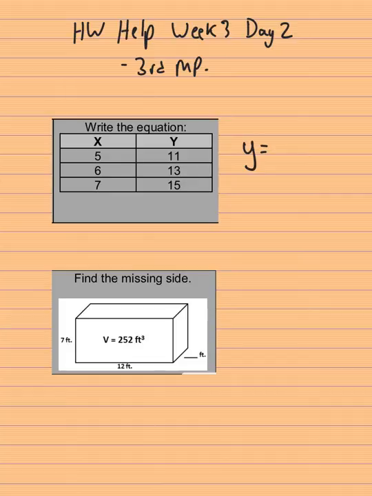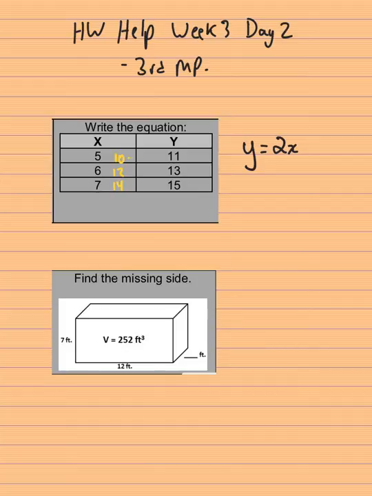So to do that, we look at what's happening going from one y value to the other. And notice to go from 11 to 13, you add 2. That plus 2 tells us that our equation starts with 2 times x. But that's only going to get us halfway to the y value. But let's start by writing, we're going to take all the x values and multiply them by 2. So 5 times 2 is 10, 6 times 2 is 12, and 7 times 2 is 14.